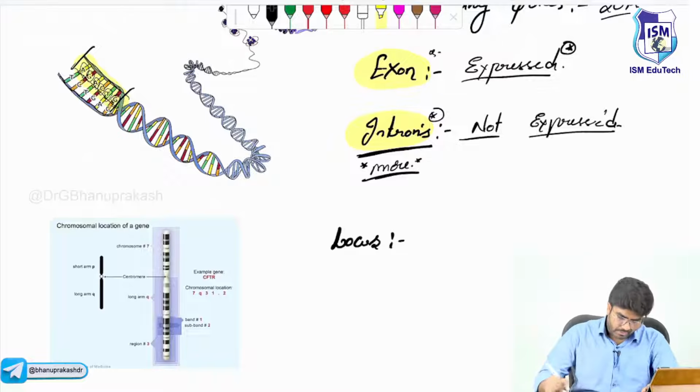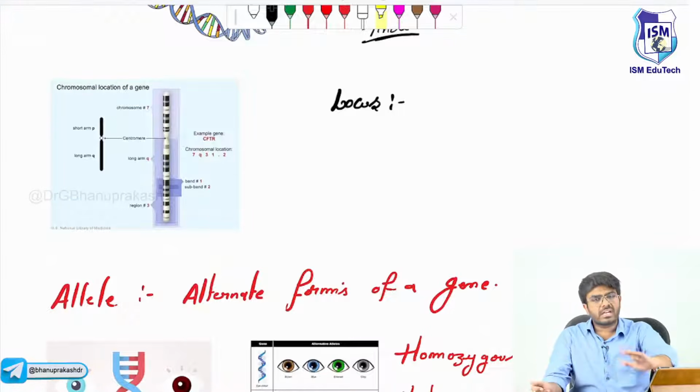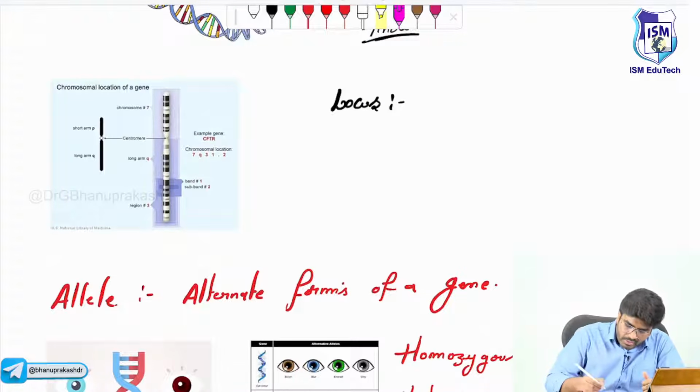Okay, now after this, let's discuss the locus. First we are all starting with the basics, from the chromosome, DNA, nucleus level. We are going one by one. What is a gene? How many genes are there? Where exactly are the genes present? Now, what is a locus?